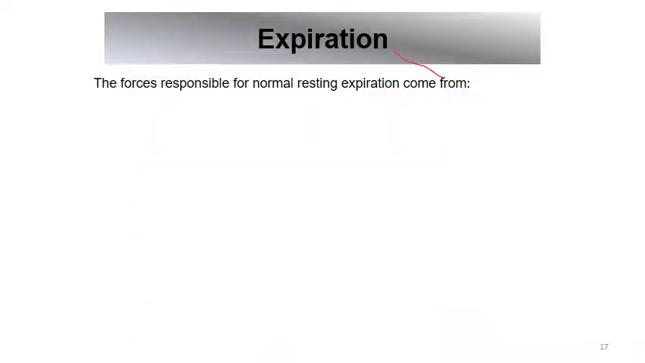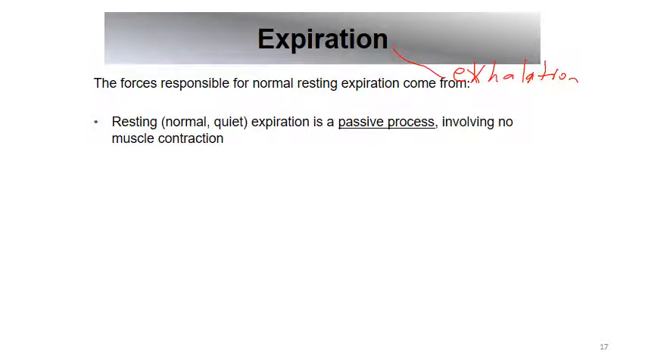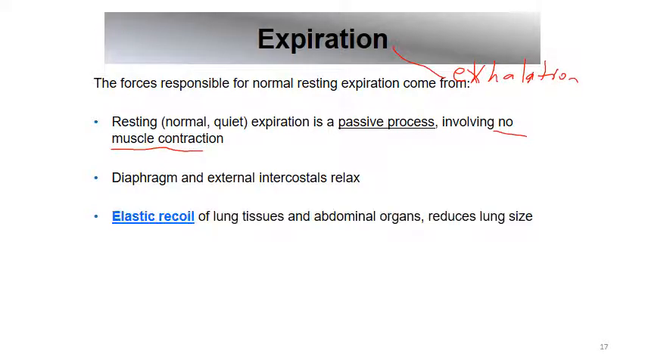Expiration, so then this means exhaling. Exhalation, I'll just write. Normal exhalation is a passive process, which means no muscle contraction. Let's underline that part. Passive process meaning that instead of the muscles contracting, they're actually relaxing. And so here the opposite of inhaling is occurring. The diaphragm and the external intercostals relax. When they relax, the size of the chest cavity goes back to normal and the lungs go back to their original size. This is called elastic recoil, getting back to the original size.